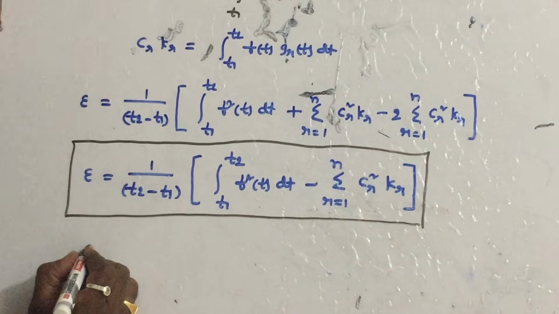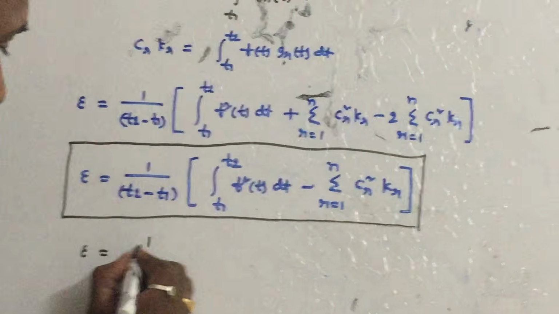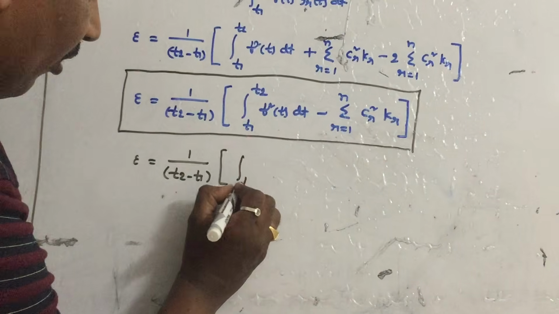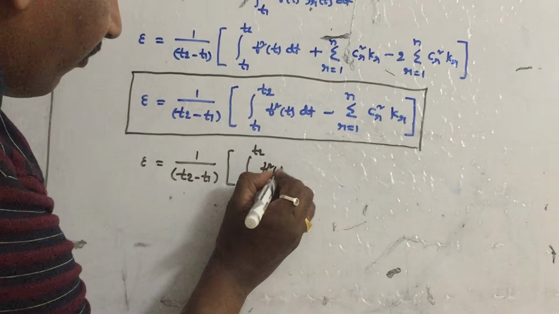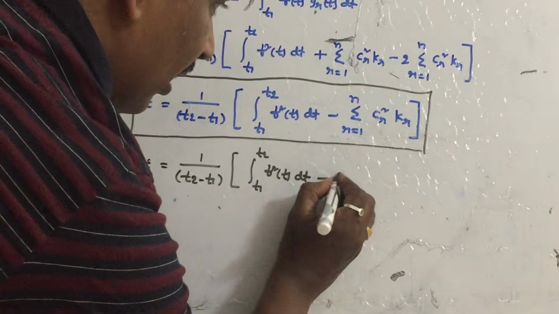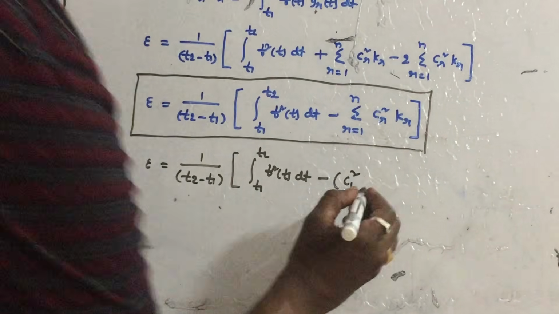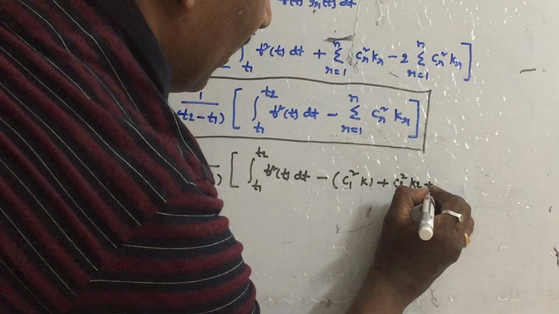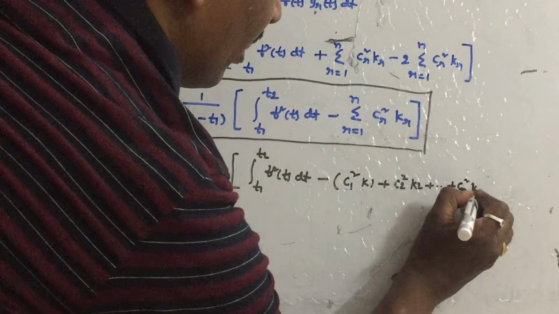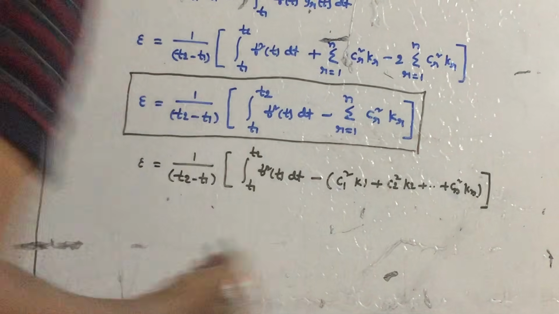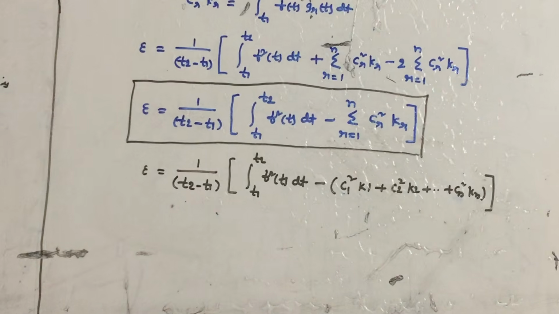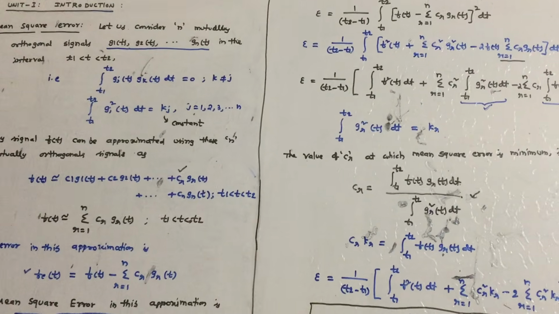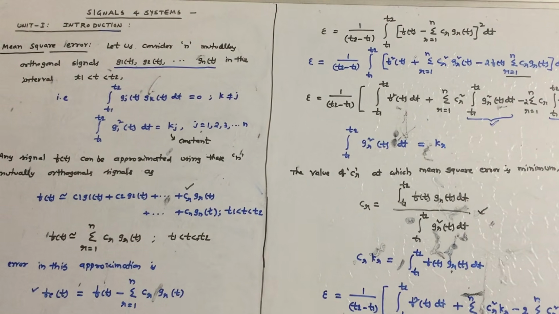Let us finally expand this summation and close this. So t2 minus t1, integral t1 to t2 f square of t dt, where f of t is the given function. Let us expand the summation: c1 square k1 plus c2 square k2 plus so on, cn square kn. This is the answer. This is all about the very important examination question, the mean square error derivation. Thank you.